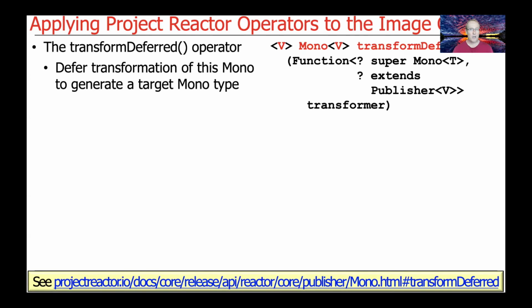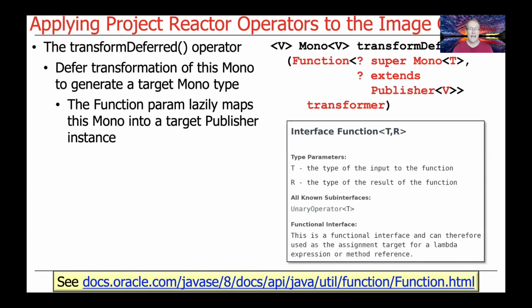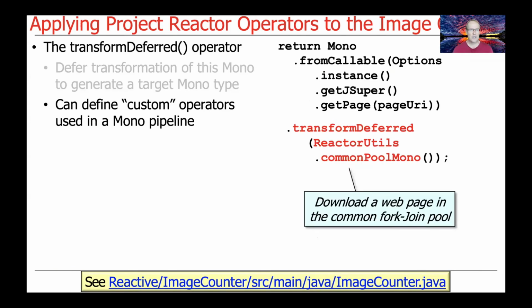The third method we're going to take a look at is the transformDeferred operator. And this is a very interesting operator. It's a little confusing at first, but it's very powerful. And it's used to defer the transformation of a Mono such that it will generate a target Mono type. And the way it does this is it takes a function parameter using the Function functional interface that's defined in modern Java. And it uses this to lazily map the Mono onto a target publisher instance. So let's take a look and see how this is used. I think it'll make more sense when you see it used in practice.